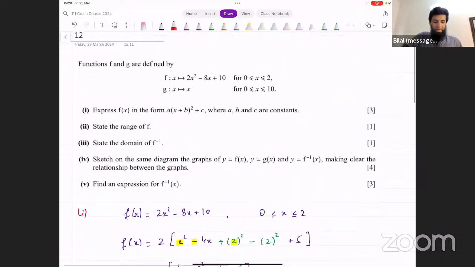Now let's look at part 4. It says sketch on the same diagram the graphs of y equals f of x, y equals g of x, and y equals f inverse of x, making clear the relationship between the graphs. So we have to draw 3 graphs here. f of x, that's this quadratic function. Then you have g of x. g of x equals x. That's basically y equals x, that slanted 45-degree line. And we said we have to draw that anyway when we're drawing inverse functions, because that shows you the line of reflection. And then you also have to draw f inverse of x.